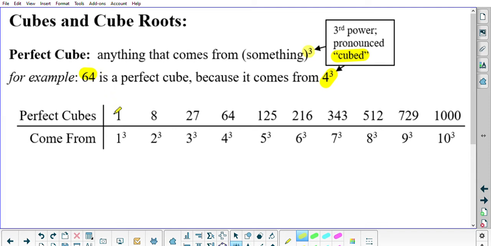Now, I've given you a chart of the first 10 perfect cubes. For example, 729 is a perfect cube because it comes from 9 cubed. It comes from 9 to the third power. You are going to need to use these 10 perfect cubes. Either memorize them, or if you don't have the guided notes typed up and printed out for you, then quickly write these down to help you on the next set of problems. These are the first 10 perfect cubes. All right, here we go.